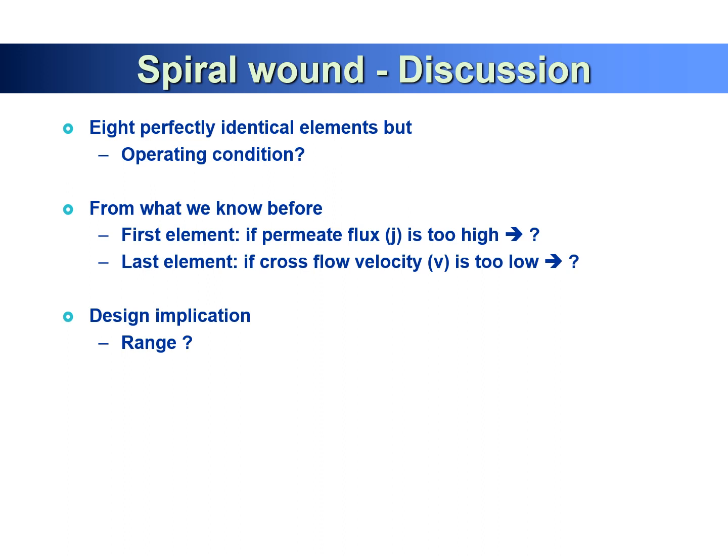Also, in a spiral module, we can have 8 perfectly identical elements, but how about the operating condition? How will this change? From what we know before, for the first element, if the permeate flux is too high, what will happen? And for the last element, if the cross flow velocity is too low, then what will happen? So we have to think about the balance of the water flux in the concentrate and permeate. Also the design implication of the range for your seawater.